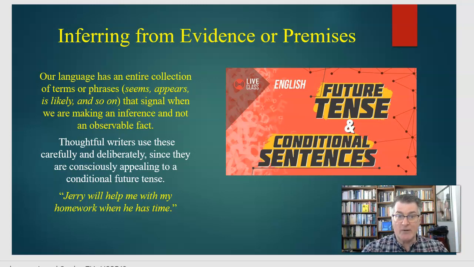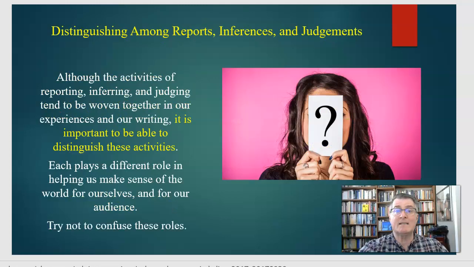In the statement here, Jerry will help me with my homework when he has time. So there is some kind of a factual statement. Jerry will help me with my homework. What is inferential is when he'll be able to do it, right? When he has time. We're not sure exactly when that's going to be. Okay, so reporting, inferring, judging, right?